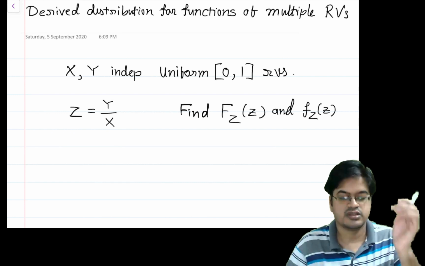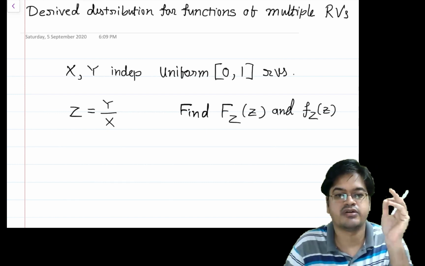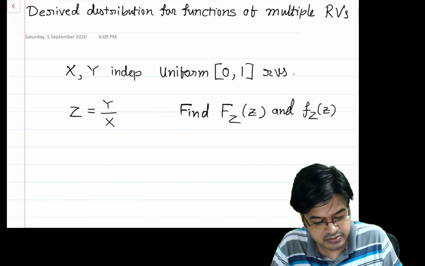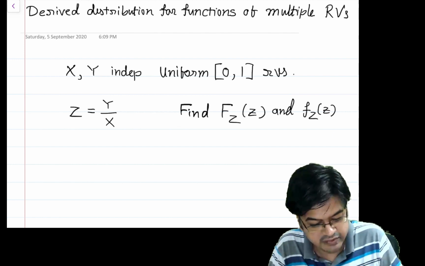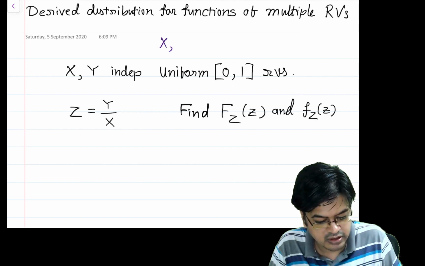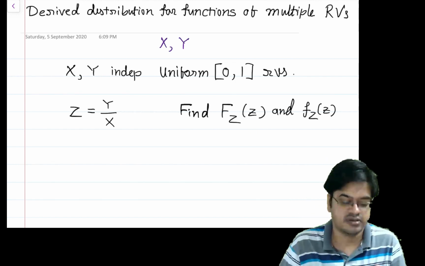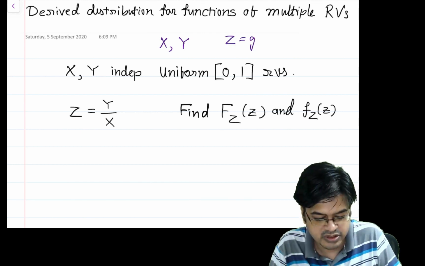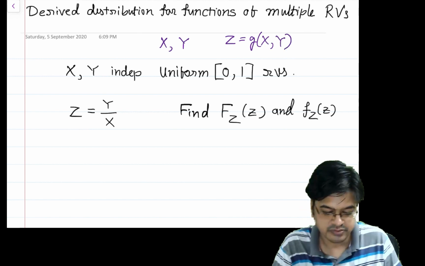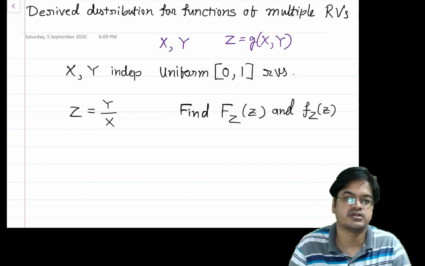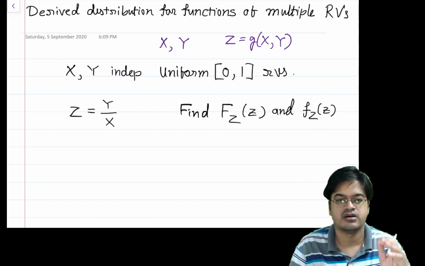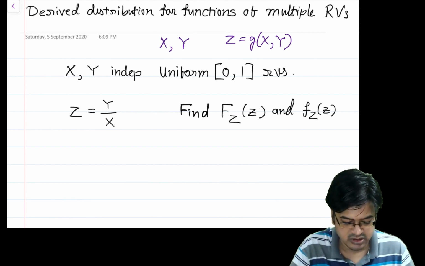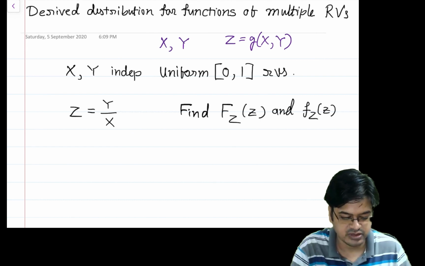Welcome back, students. So in this video, as promised, we will be studying derived distributions for functions of multiple random variables. So our problem is x and y are the random variables that are given to you, and they may be discrete or continuous, doesn't matter. What we want to study is if there is another random variable Z, which is g of x comma y, then how to find the PDF or CDF of this particular random variable, if they are continuous, if they are discrete, how to find PMF, and again the CDF will be same. So that is a problem.